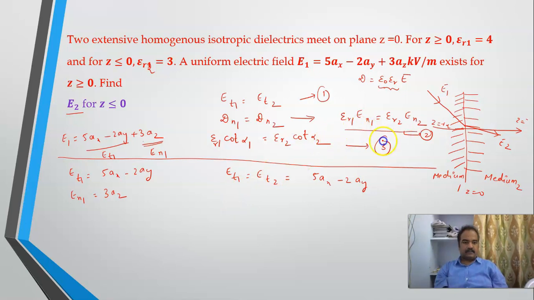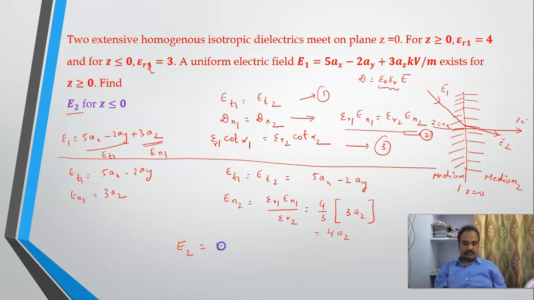The second thing states this is my second condition, right? So if I want En2, what should I do here? En1 by epsilon r, isn't it? Which means that it is 4 by 3 into 3az. So what I'll get? 4az. So what is my E now? E2.